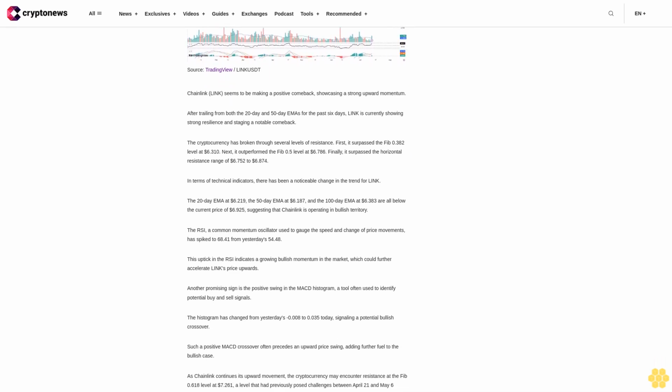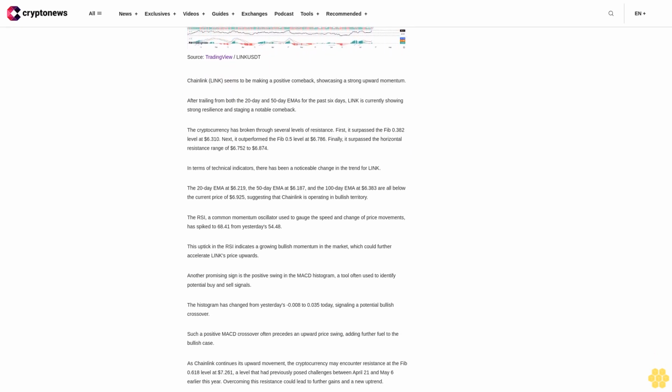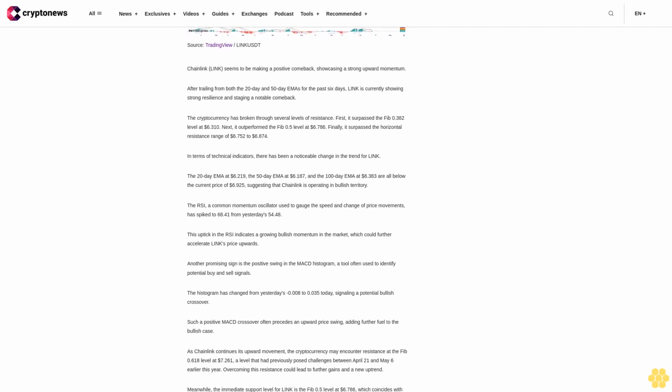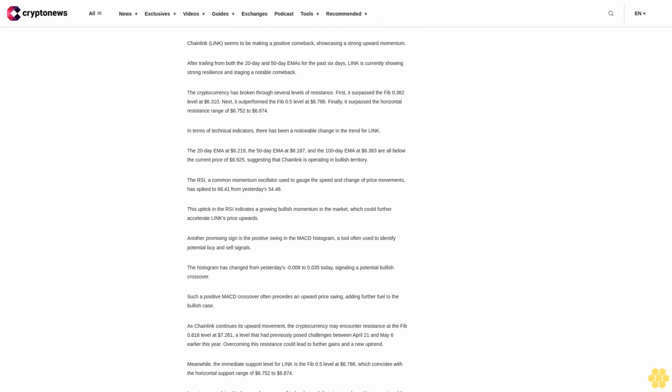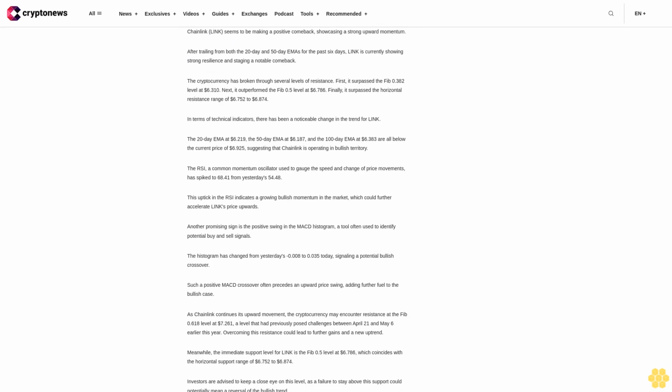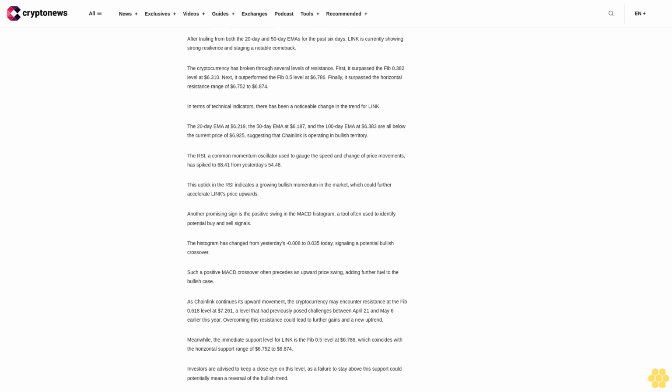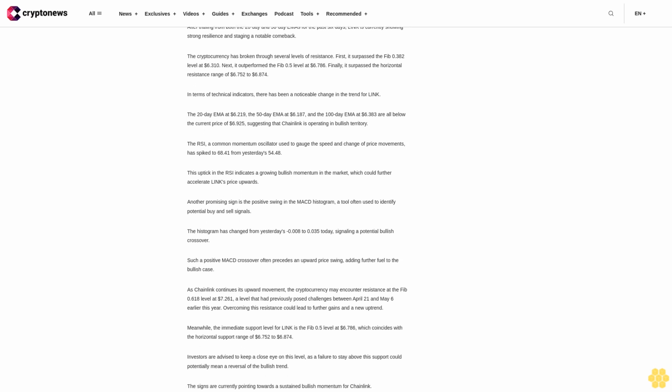The 20-day EMA at $6.218, the 50-day EMA at $6.187, and the 100-day EMA at $6.383 are all below the current price of $6.925, suggesting that Chainlink is operating in bullish territory.